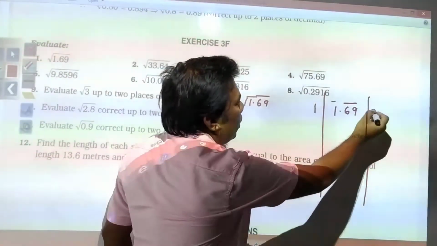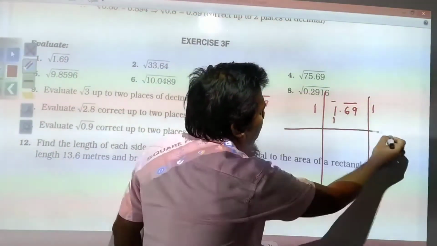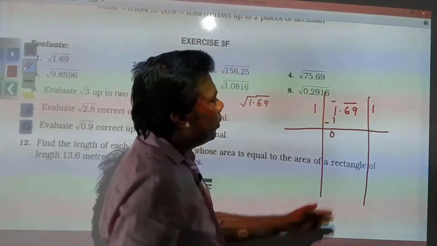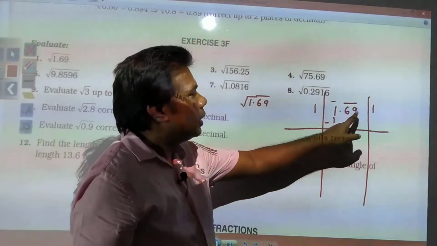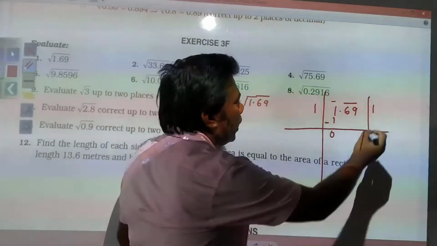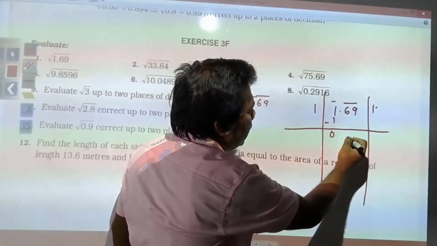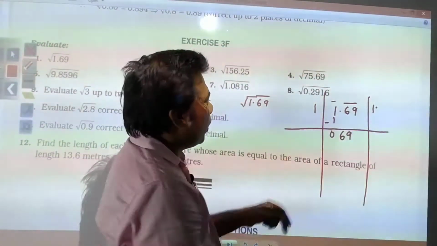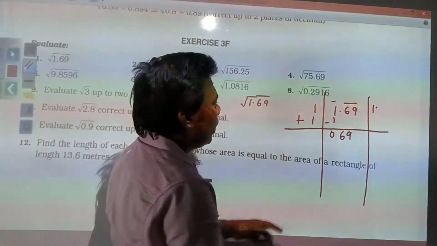So 1 1s are 1. If you subtract you will get 0, and the next period you will take down, and for that the decimal is required to be put over here. The decimal you have put, and then the next period you have is 69. Now this number is required to be written over here and added.